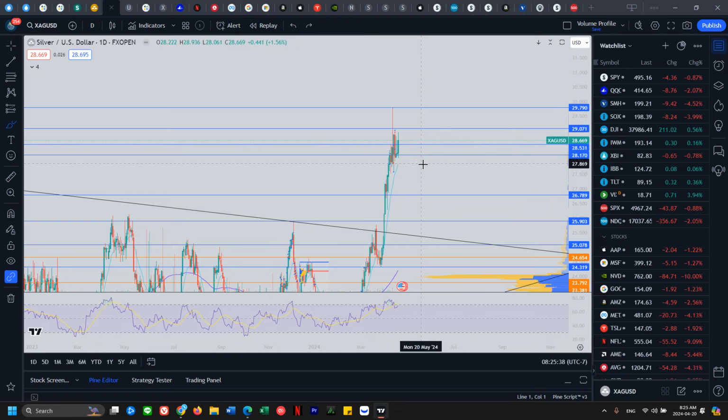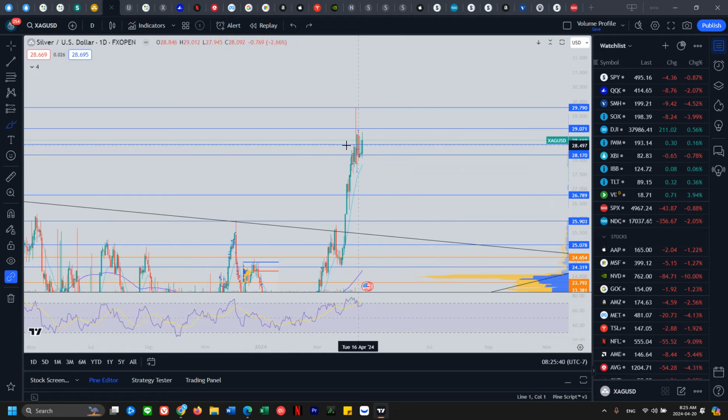Of course, metals are very geopolitical, so whichever news comes will really affect silver and gold.